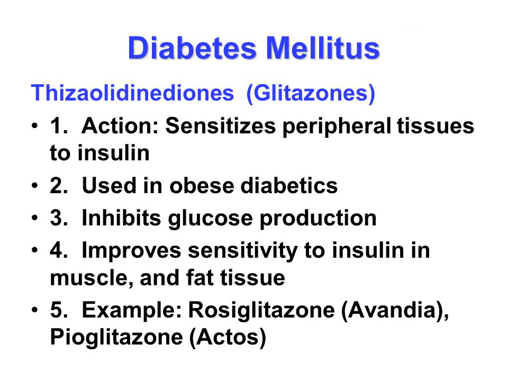Diabetes mellitus. E. Thiazolidinediones, glitazones. 1. Action: sensitizes peripheral tissues to insulin. 2. Used in obese diabetics. 3. Inhibits glucose production. 4. Improves sensitivity to insulin in muscle and fat tissue. 5. Example: rosiglitazone, Avandia, pioglitazone, Actos.